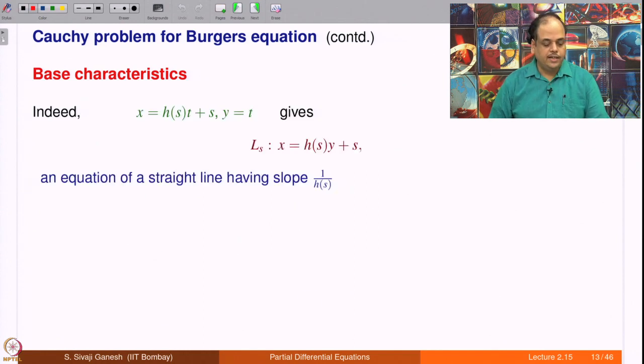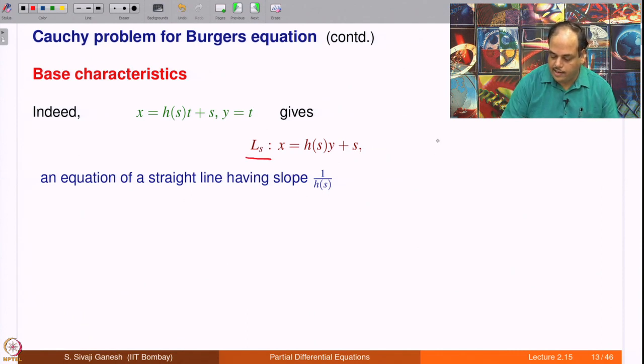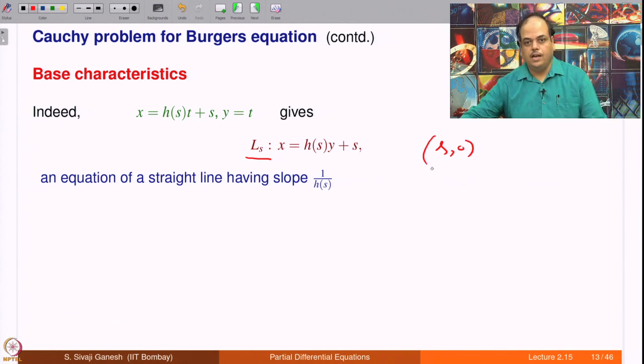So, for this base characteristic we use the notation L_s. L_s is a straight line, L for line, s for passing through the point (s, 0), and this is the equation. The slope clearly is 1/h(s).